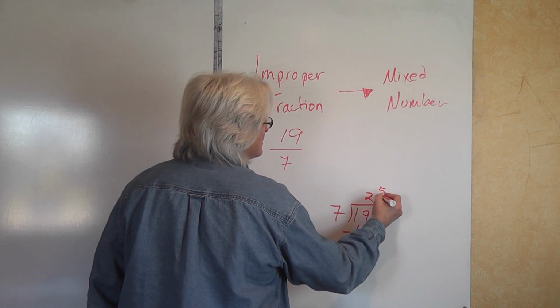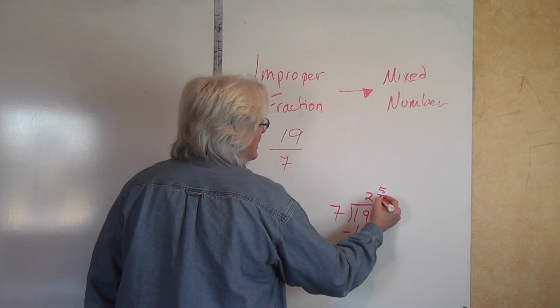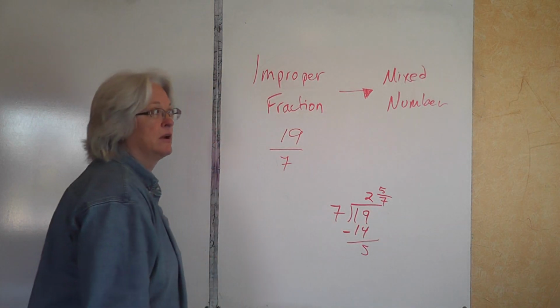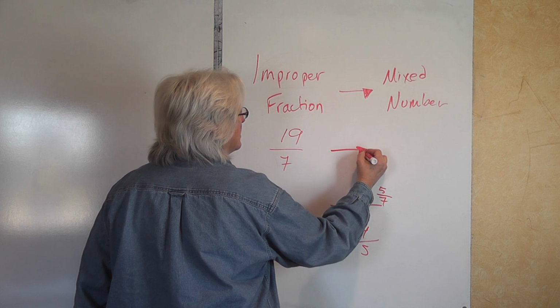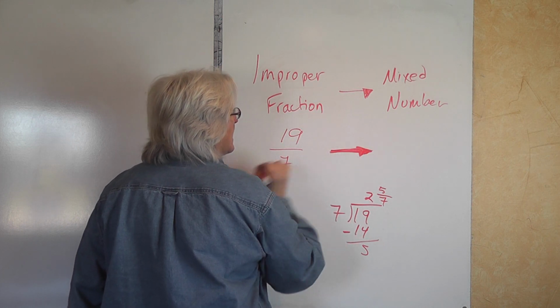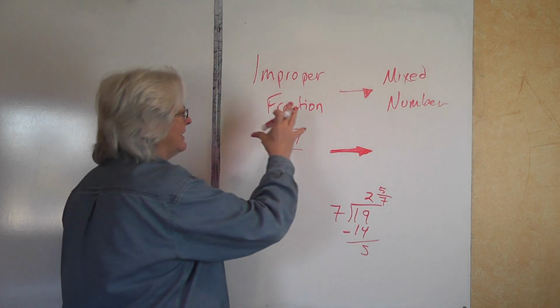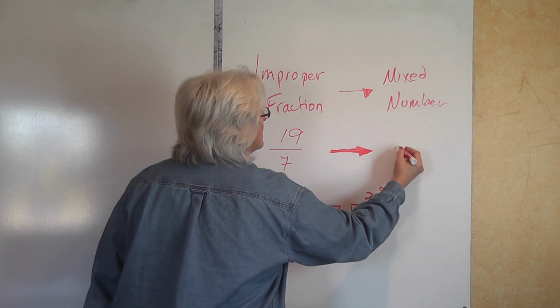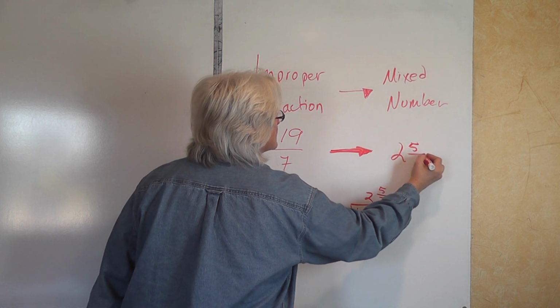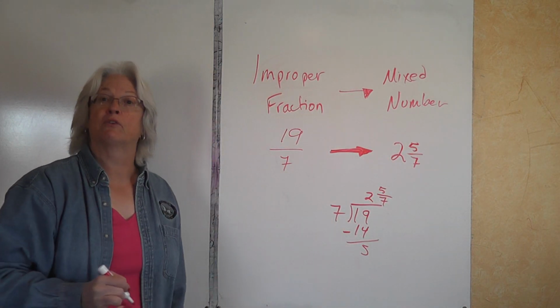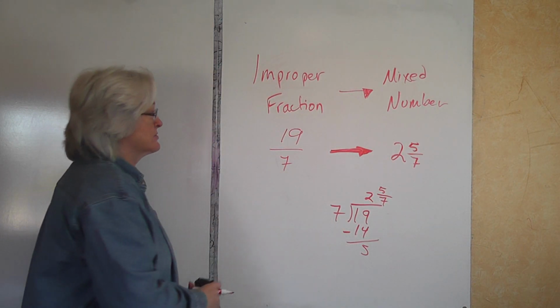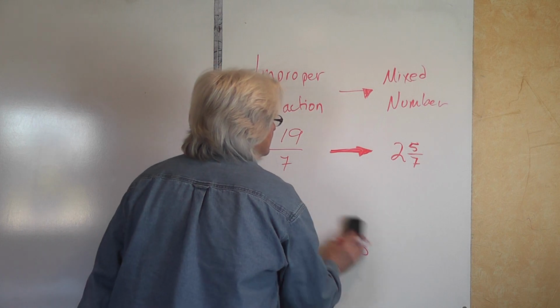The remainder becomes the numerator. The divisor becomes the denominator. And according to our long division here, we see that the improper fraction 19/7 can be written as the mixed number 2 and 5/7. So let's see, is that really true?